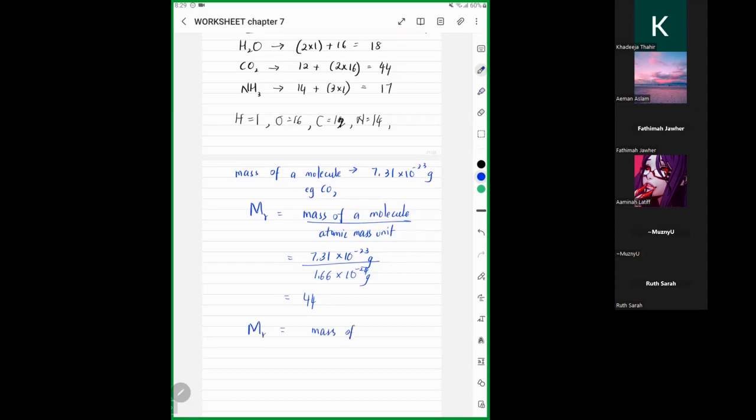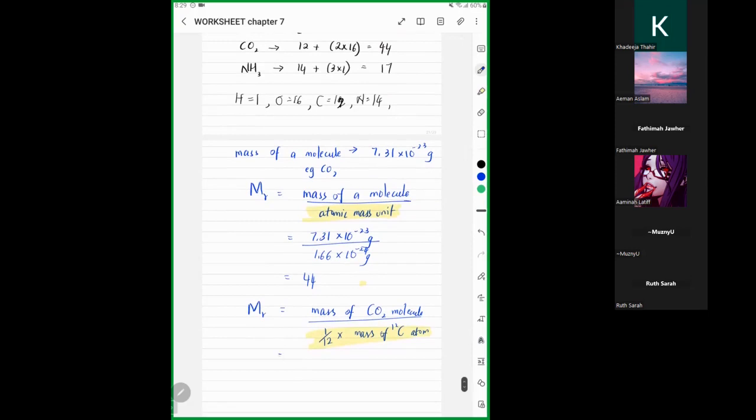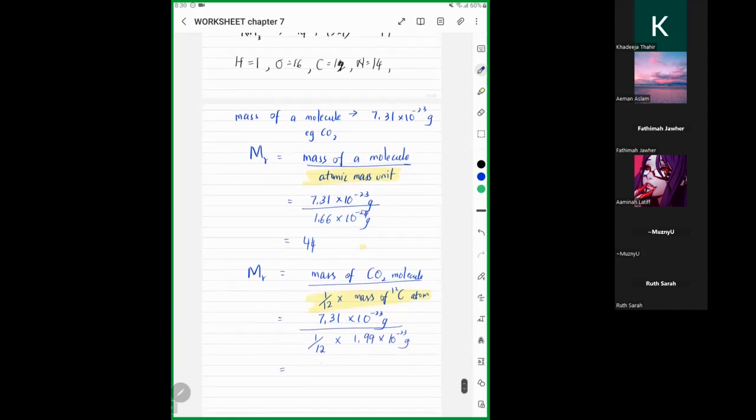Mass of CO2 molecule divided by 1 over 12 into mass of carbon 12 atom, right? Isn't it the same thing? Because you have to remember this and this mean the same thing, right? So I can write it this way as well. Which means I will write the mass value and divide it by 1 over 12 into the mass of an atom of carbon, which is 1.99 into 10 to the power minus 23. Again, still you will get the same value.